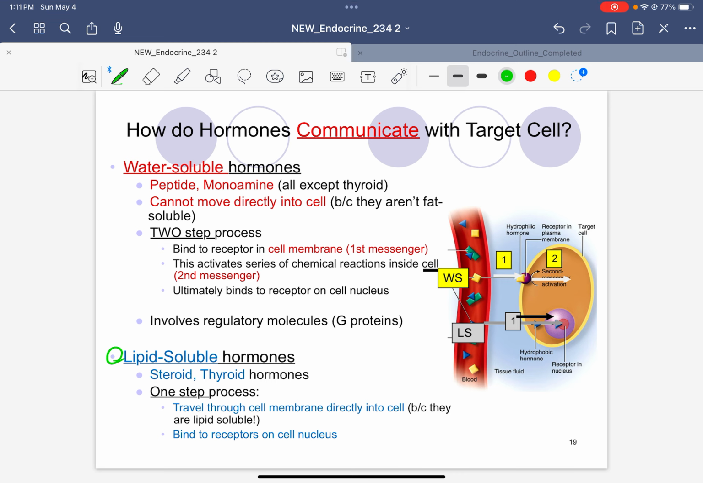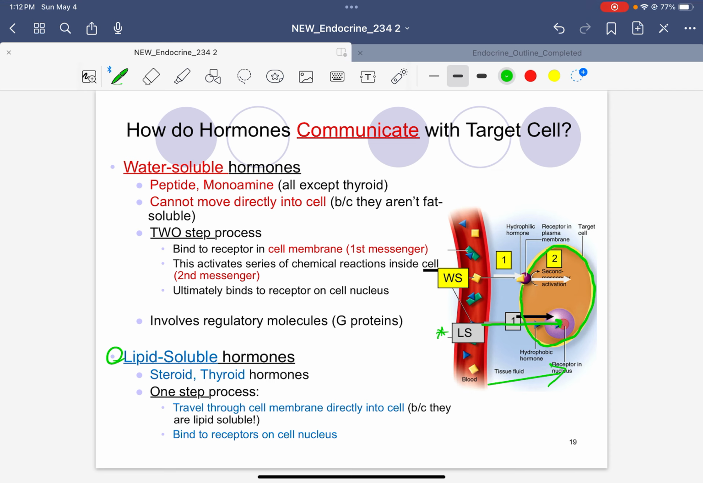So lipid soluble hormones, they need a transporter in the blood. However, once they get to a target tissue, because the cell membrane is made up of lipids, remember, the cell membrane is made up of a phospholipid bilayer, the lipid-soluble hormone can travel from the blood right into the target cell. One-step process. Lipid-soluble goes right through into the cell, and it binds to a receptor in the nucleus.